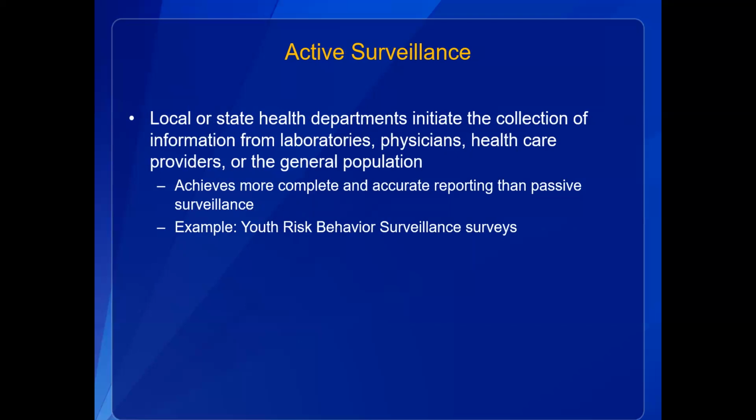They put in systems to make sure people report. So in terms of accuracy, if you are comparing in terms of completeness, how many people are reporting, and in terms of accuracy, you realize that active surveillance achieves more complete and accurate reporting than passive surveillance. So that's the difference between active and passive. The ministry and the local authorities are actually putting in a push to make sure laboratories, physicians, healthcare workers, even the population, report.